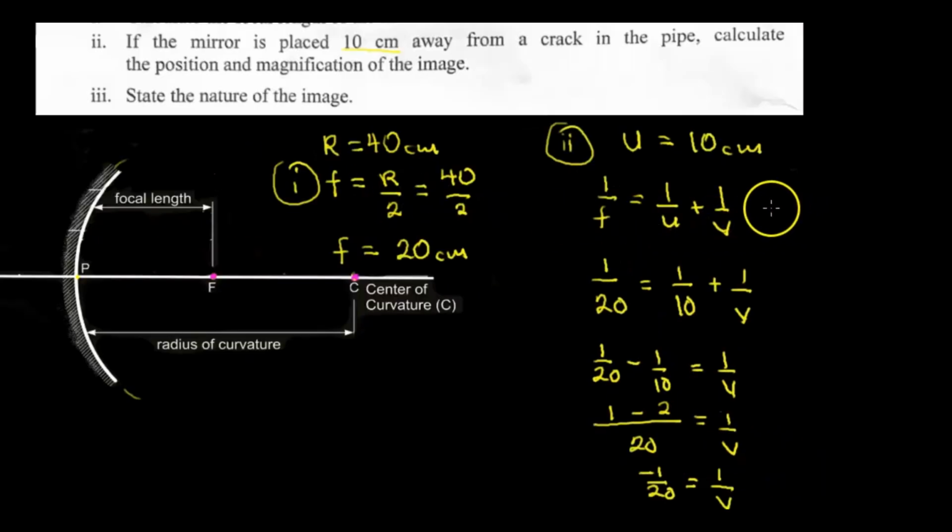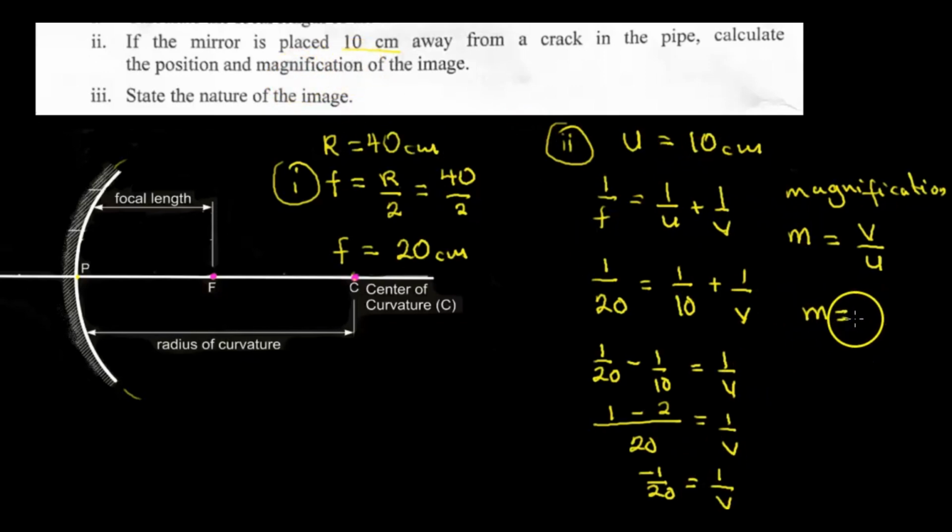And now let's find the magnification. We know that magnification is equal to image distance over object distance. Now we know our image distance as we calculated, and the object distance given in the question. So all we need to do is substitute. Our magnification is equal to image distance, which is 20 centimeters, divided by our object distance, which is 10 centimeters. So our magnification is equal to 2. Magnification has no unit, so magnification is equal to 2.